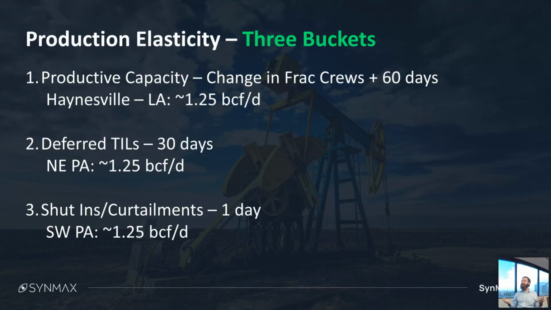They do have to have enough TIL crews, enough flowback crews to be able to do it. And our estimate is that that lag is about 30 days. If they have an inventory of DTILs and they want to bring that in line, it's going to take them 30 days to be able to move that in.